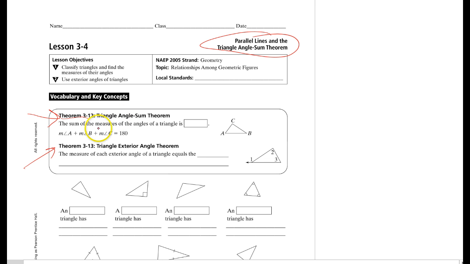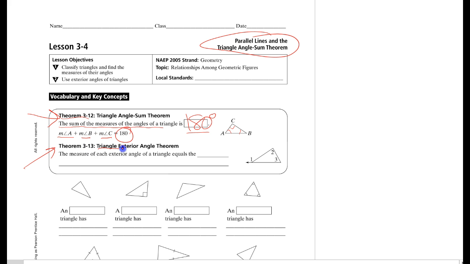Here is the basic idea. The sum of the measures of the angles in a triangle is 180. Later on in the year, we're going to talk about other shapes like 4-sided and 5-sided and 6-sided figures and be able to have a formula to know exactly how many degrees all of those interior angles will have. But for right now, for this chapter, it's just triangles, and 180 degrees is your number. So the measure of angle A plus the measure of angle B and the measure of angle C adds up to 180 every time, no matter what the triangle.